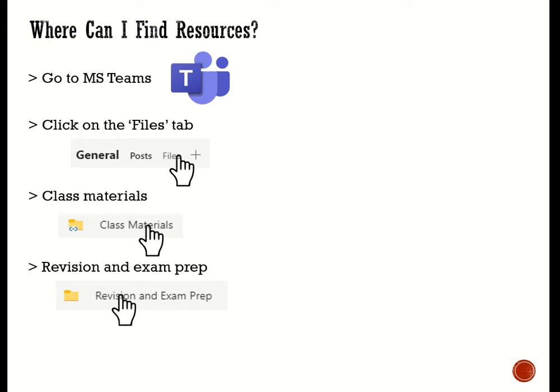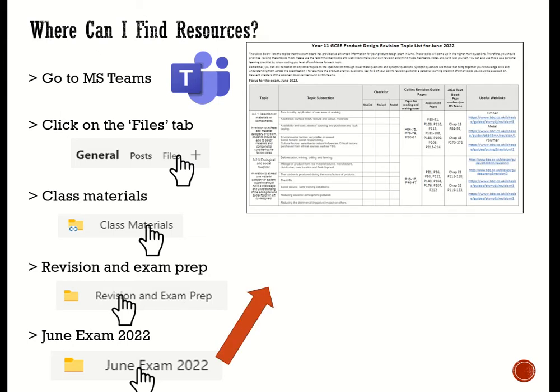Where can you find resources to help you revise in the last few days running up to your exam? If you go onto your Microsoft Teams class and in the Files tab, there should be a folder, Class Materials, Revision and Exam Prep, and there'll be something called June Exam 2022. So have a look in there. There's lots of stuff in there, including the topic list in case you've lost that.